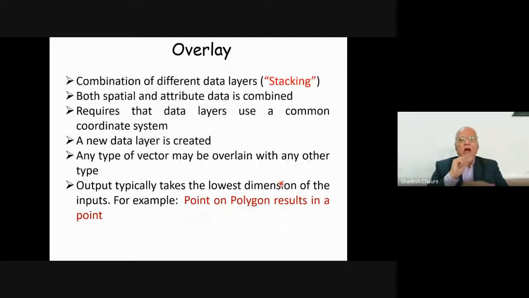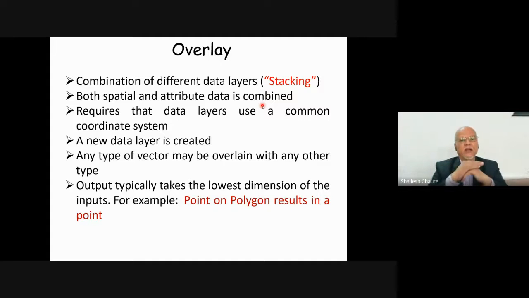After buffer, the next thing that comes is the overlay. Overlay means you are putting one layer on top of another layer. That is it. So it is a combination of different data layers, that is, stacking of layers. Both spatial and attribute data are combined.